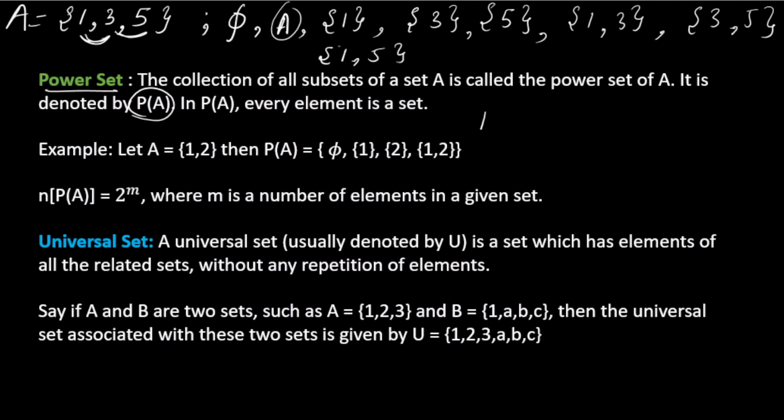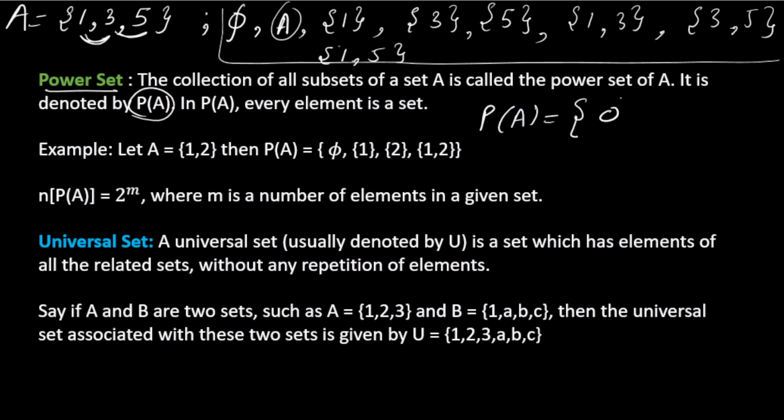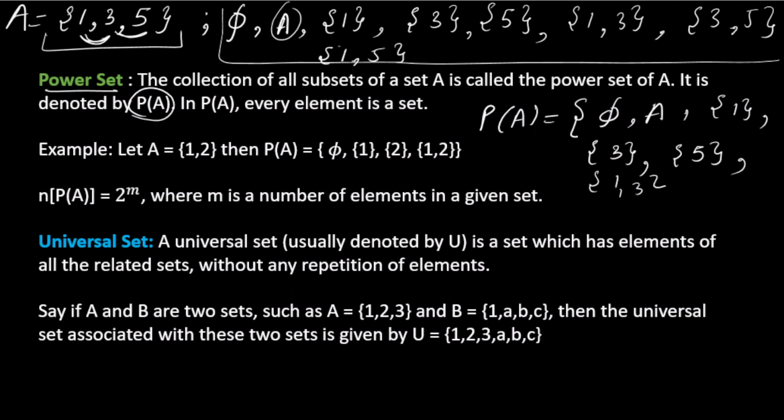So if I have to write the power set, it will be P(A). Inside curly braces I have to write all these sets. So it will be φ, φ means the empty set, then set A. A also you can write in this way. Then the singleton sets {1}, {3}, {5}, {1, 3}, {3, 5} and {1, 5}, and this is closed. So this is the power set of this set A.